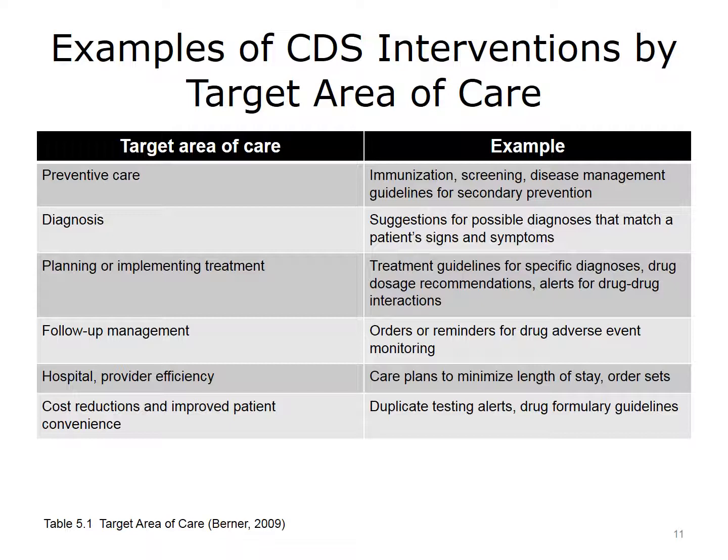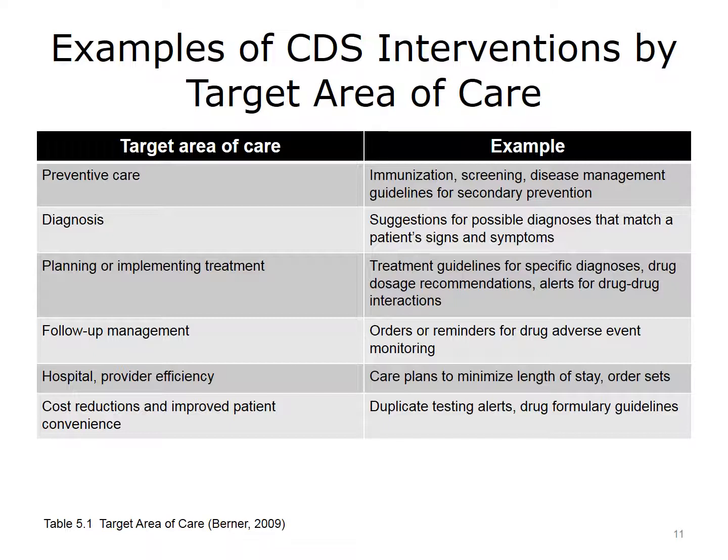The third row on the list is the target area planning or implementing treatment. CDS intervention could entail the display of treatment guidelines for specific diagnoses, drug dosage recommendations, or alerts for drug-to-drug interactions. The fourth row, follow-up management, is the target area of care for clinical decision support. An intervention might involve information about orders or reminders for drug adverse event monitoring. The fifth row states the target area of care as hospital or provider efficiency, with care plans to minimize length of stay or the presentation of order sets as examples of CDS intervention.